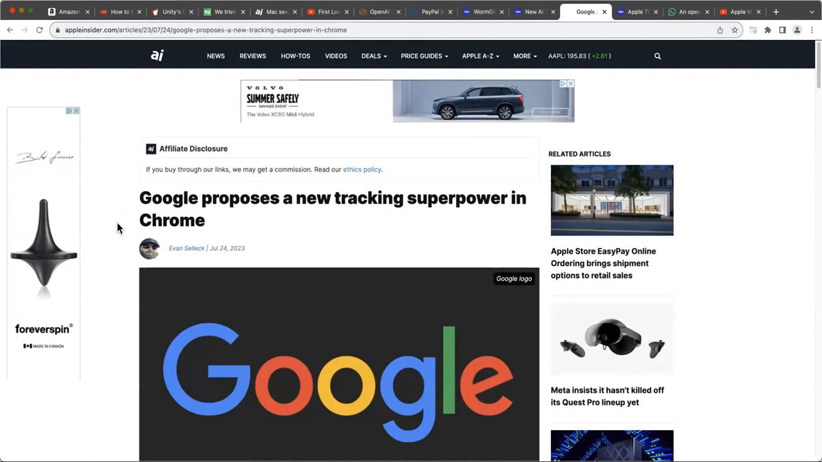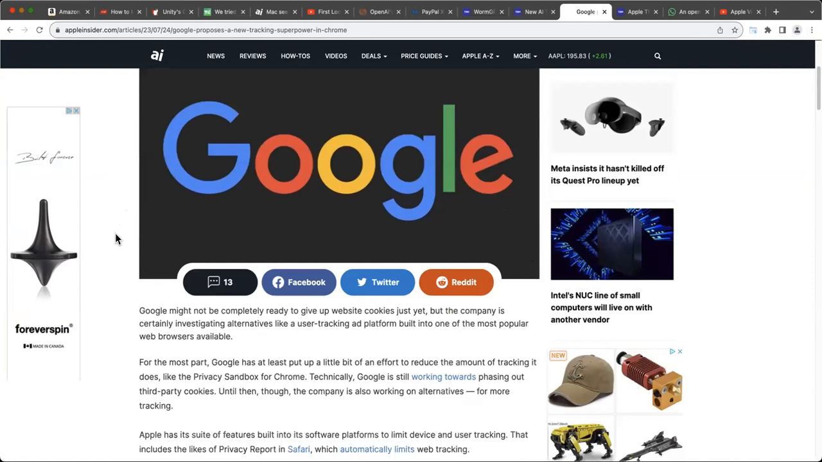I don't know what category this falls into. Google proposes a new tracking superpower in Chrome. This is from appleinsider.com. Google may not be completely ready to give up website cookies just yet, but the company is certainly investigating alternatives like a user tracking ad platform built into one of the most popular web browsers available.